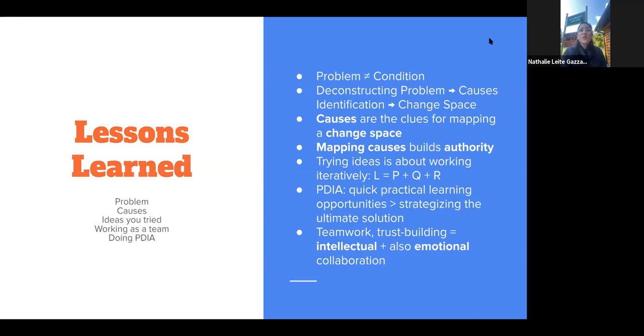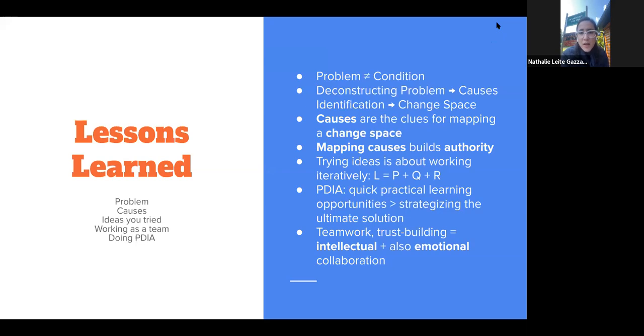We learned that even for the causes that were really hard to tackle, the simple fact of mapping them and recognizing them as a team helped us build authority over them and have this sense of empowerment to look at them as tackled issues.